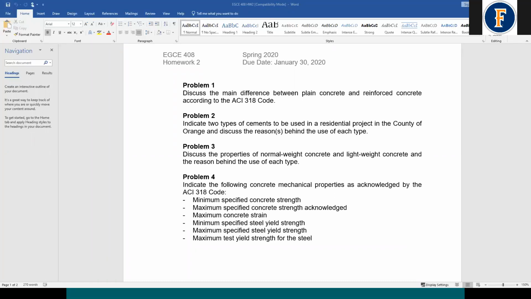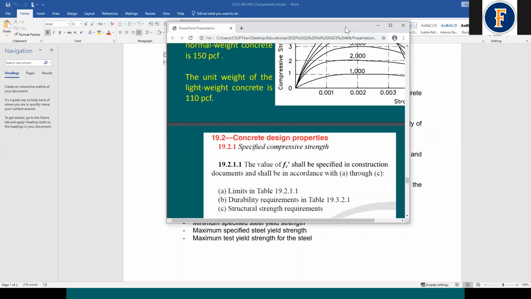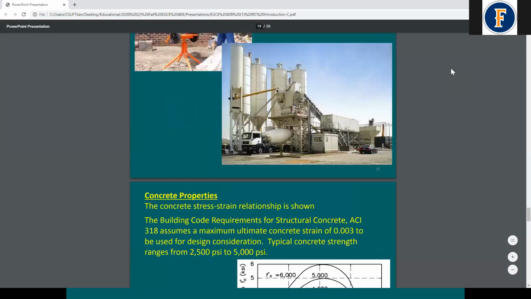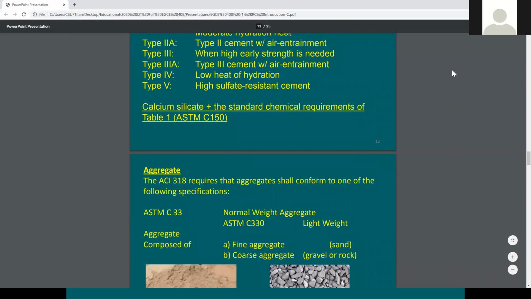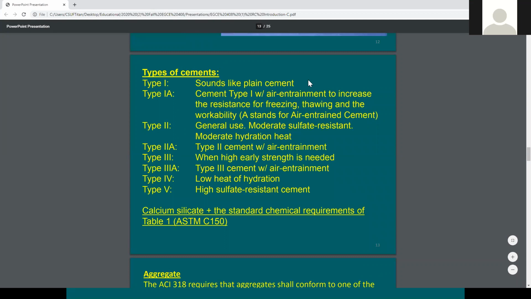Professor, where can we find the answer for the second problem, for the County of Orange? Indicate 2 types of cement. Is that just based on the residential compression, or is it a specific answer? You have type 1 through 5. You could do 2 and 5, which is more common. Exactly. You said it right. It's gonna be type 2 and type 5.